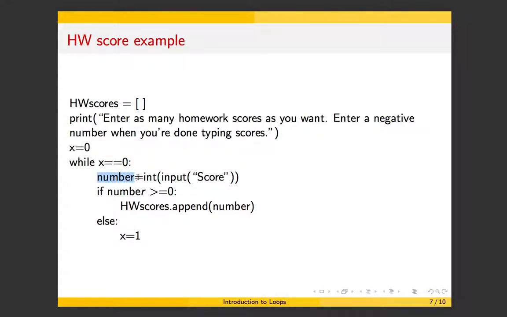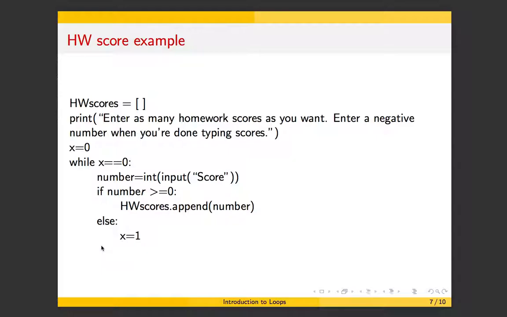And then I say number equals int input score. So they're going to give me a homework score, right? Well, if the number they gave me is 0 or bigger, in other words, it's not negative, what happens? Well, then you throw that number into the homework score list. So if the user enters a 7, that gets thrown in as a 7. If the number they gave you was 0 or bigger, then you do this part of the if. You don't even see this else, because you can only do one branch of an if-else.